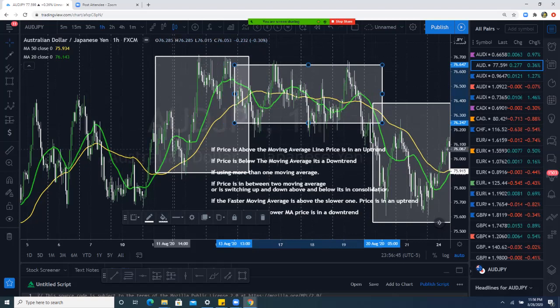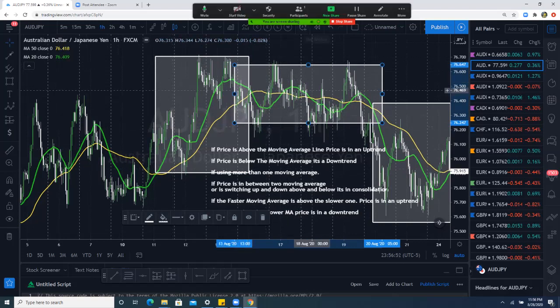So that's how you can use moving averages to make it easier versus maybe looking at market structure, even though market structure is very important too. But I hope this video helps. Definitely watch it over and over again until you understand it. But that's how you use moving averages to determine trend.